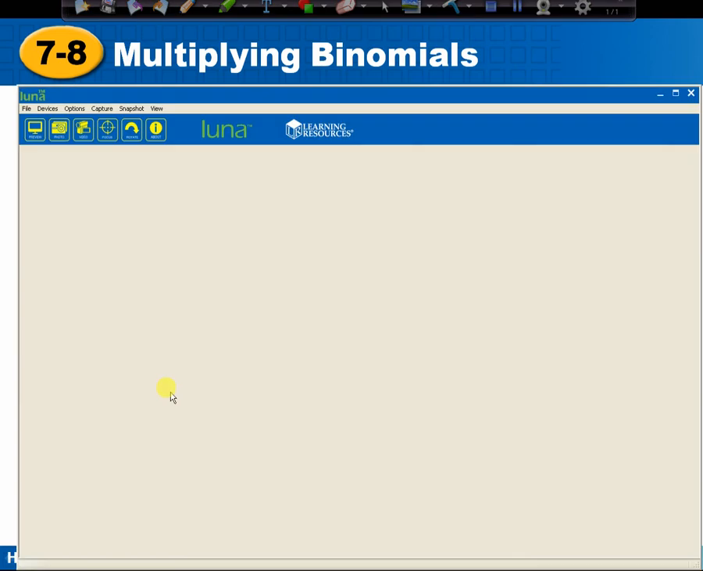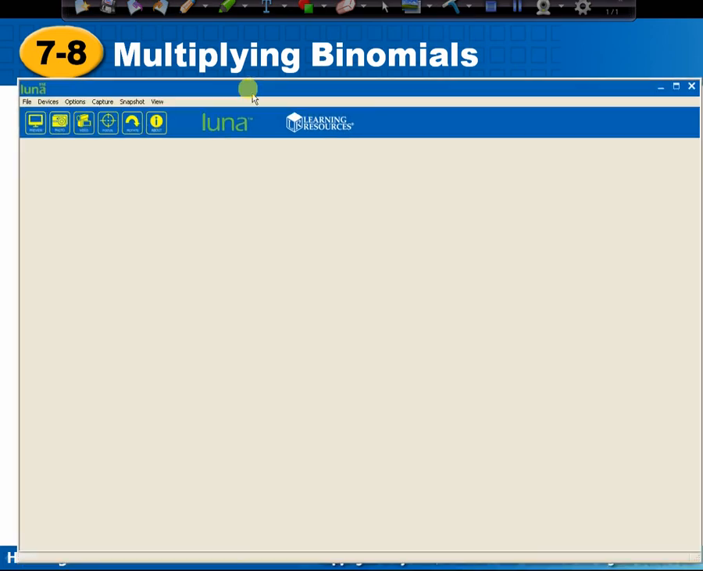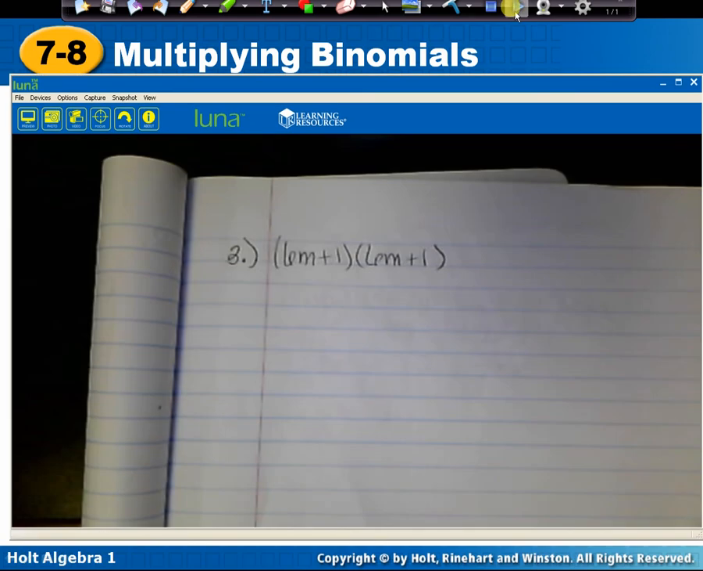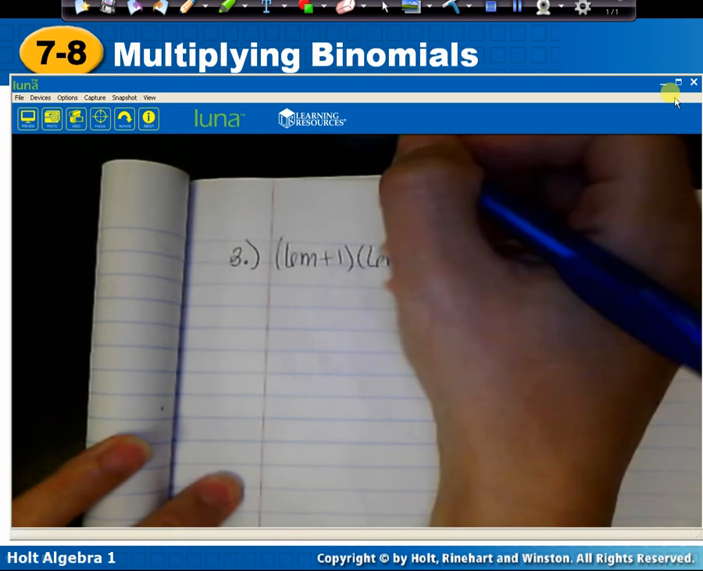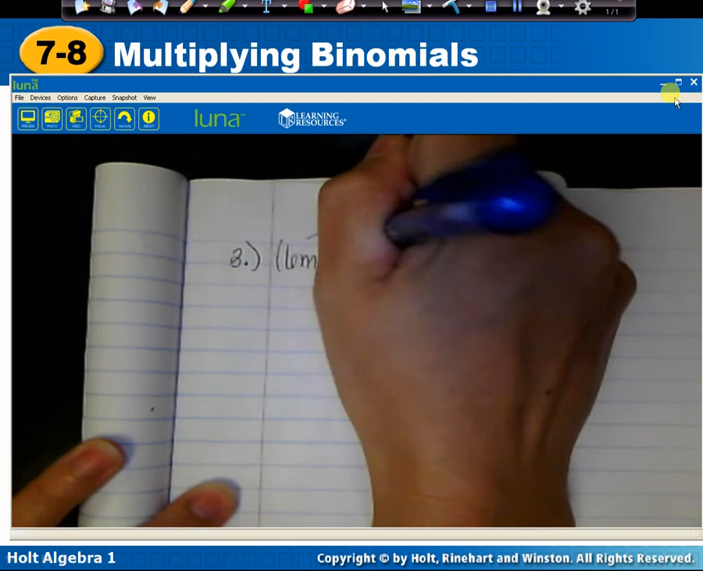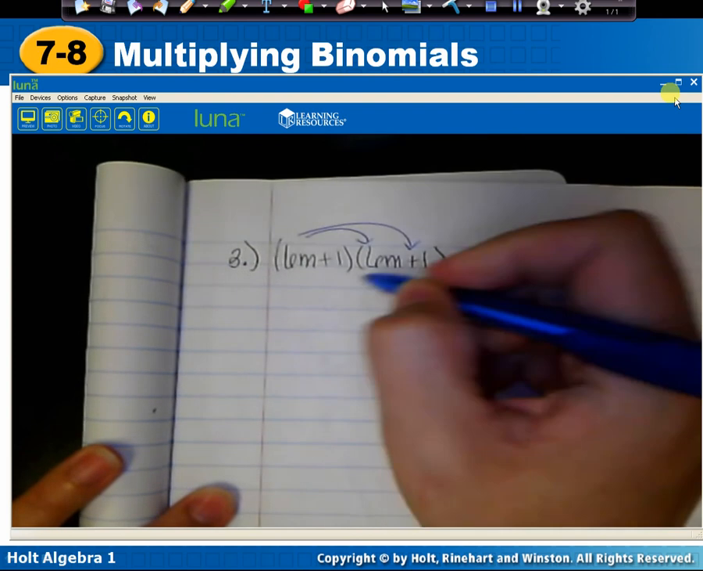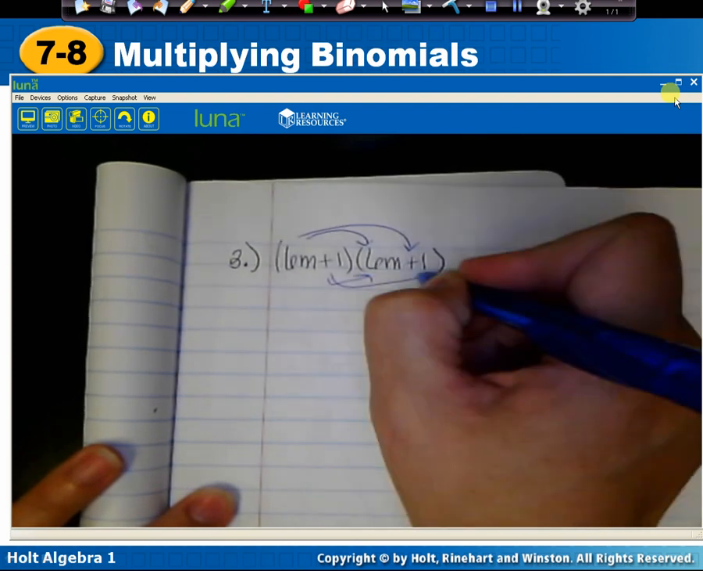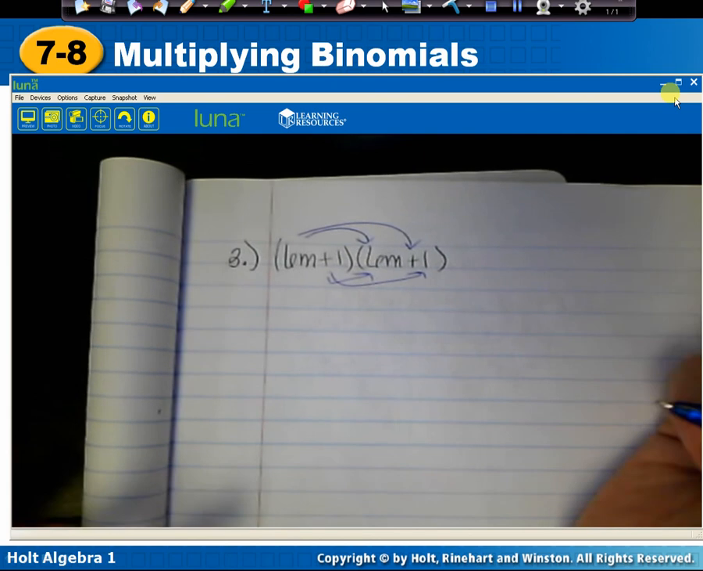Okay, go ahead and get number 3 down on your paper. All right, so number 3 is 6m plus 1 times 6m plus 1. The first thing I want you to do is go ahead and draw your arrows. We don't have to add the opposite here because everything in my problem is already positive. So this one's going to be pretty easy.